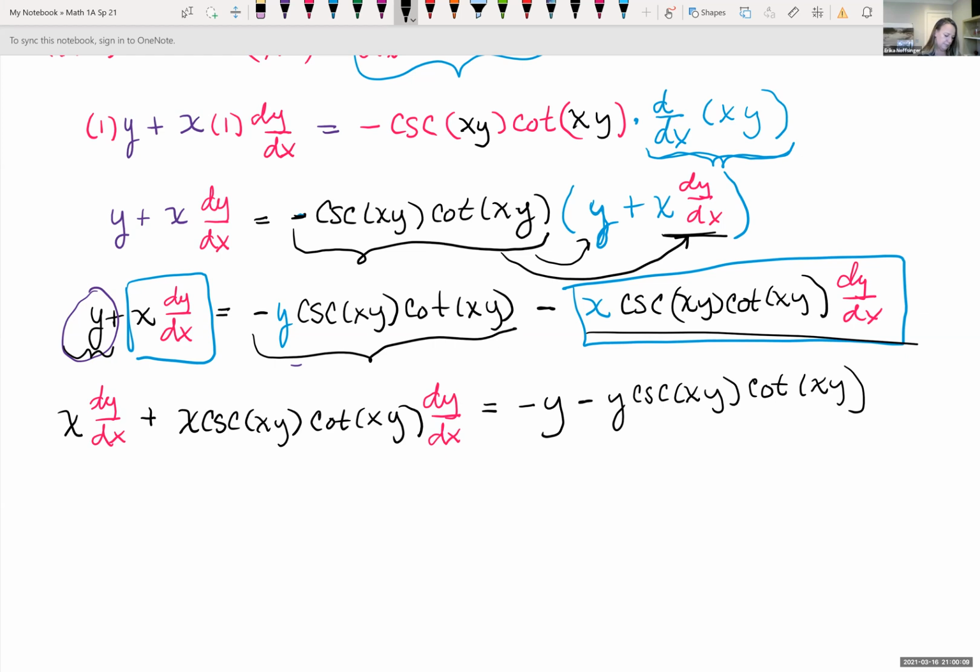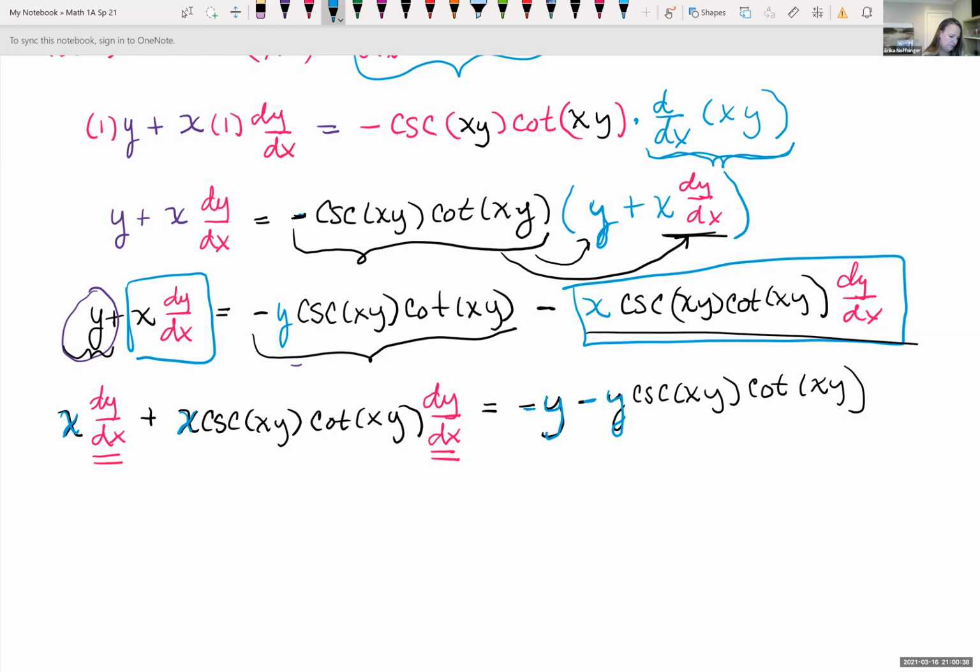Actually, look at this. So let's pull out dy dx. At the same time, let's pull out also x. We'll divide with that x to keep the dy dx by itself. And then on the right-hand side, notice you have a y here. Let's pull out actually a negative y.